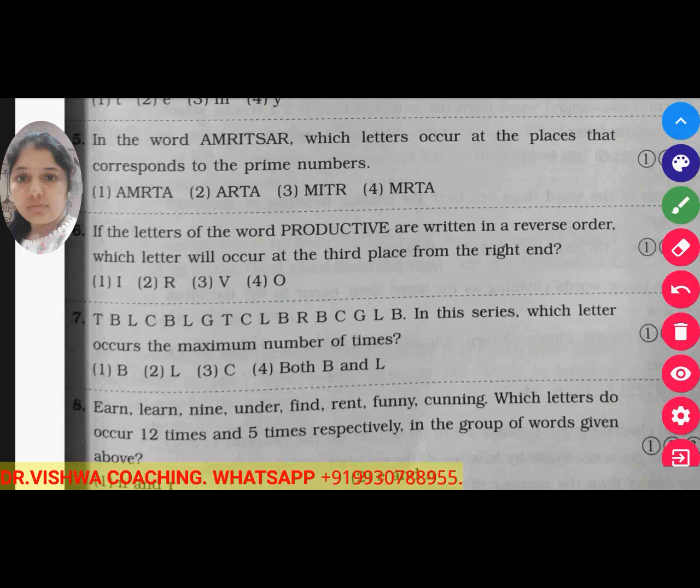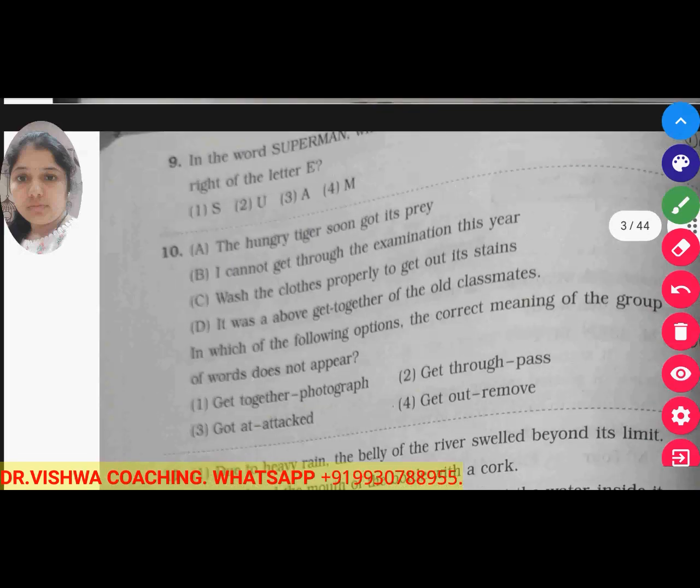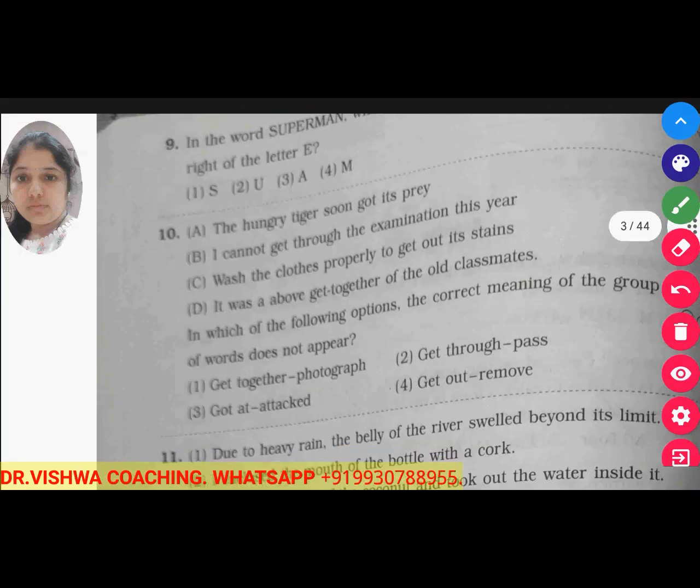Now T, B, L, C, B, L are the given letters. In these letters, which letter occurs maximum number of times? So calculate which letter is repeated, and whichever letters are repeated, calculate how many times they are repeated, and then you can have an idea of which letter occurs maximum times. Again the same thing is there, which letter occurs 12 times and which letter occurs 5 times, we have to calculate. Now the next one you try at home, okay, because it is not that much clear.